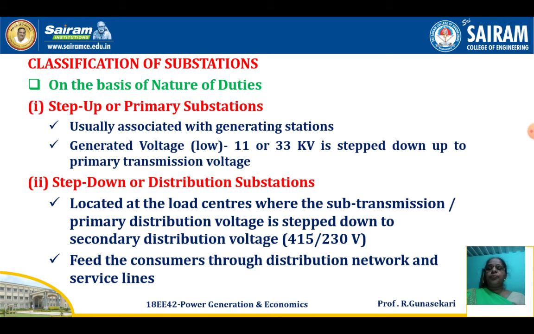The next, step down or distribution substations. This substation is located at the load center where the transmission or primary distribution voltage is stepped down to the secondary distribution voltage, that is 415 volt or 230 volt only. So this substation feeds power to the consumers through the distribution network and service lines only.